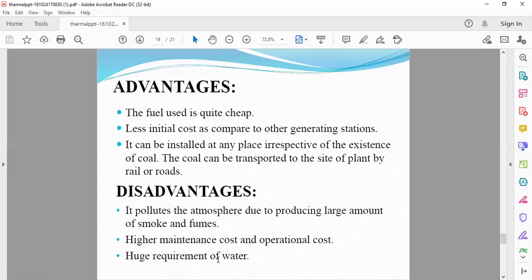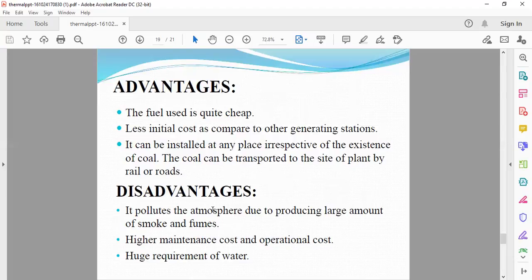What are the disadvantages? It pollutes the atmosphere by producing a large amount of smoke and fumes. Whenever coal is burned, a large amount of gases is released, and due to that the atmosphere is polluted. There are also higher maintenance and operation costs, which are very large. And there is a huge requirement of water. Water is very important here, and we require a huge amount of it.